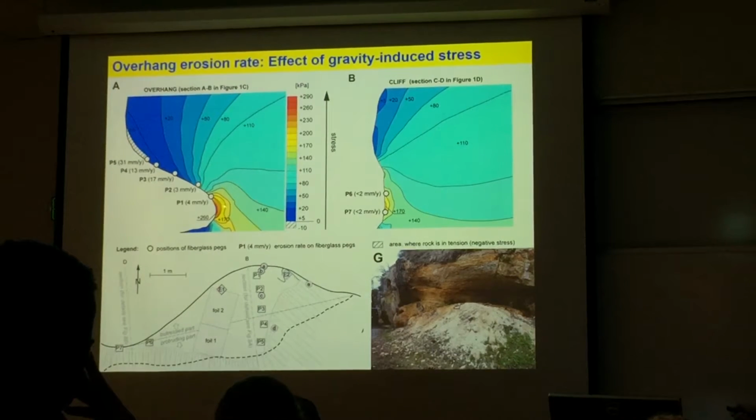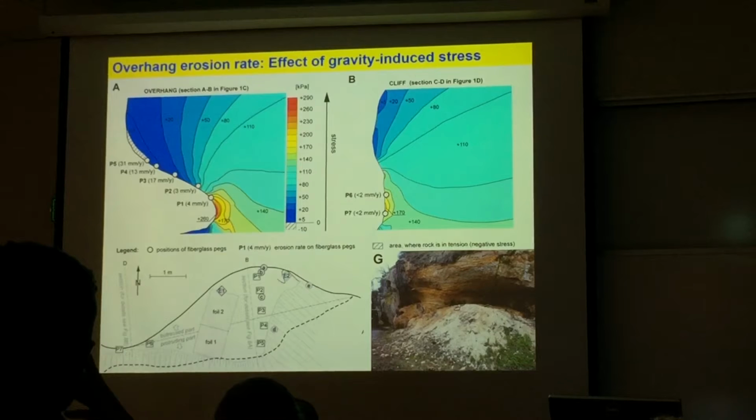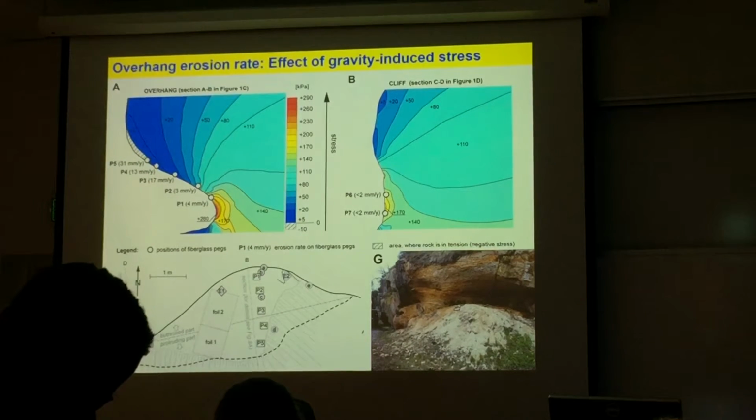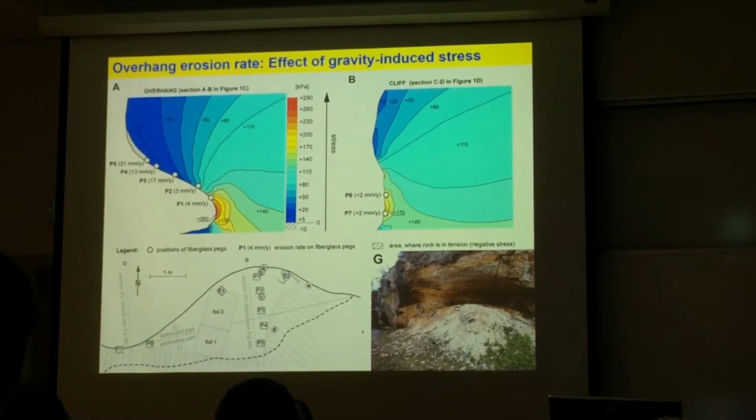You can see that where the colors are hot, it means the stress is relatively high. You have very low erosion, less than 4 millimeters per year. But where the colors are cold, it means low stress or even tension, the erosion rate is very fast. So the stress controls the erosion also on a larger scale.